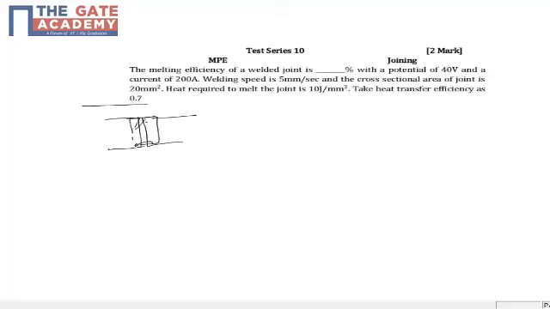So you are welding this portion. Let's say you're creating a weld. The potential is given as 40 volts and the current is 200. So the heat supplied to the material, or whatever the heat source we have, is VI, but there is some heat transfer efficiency.